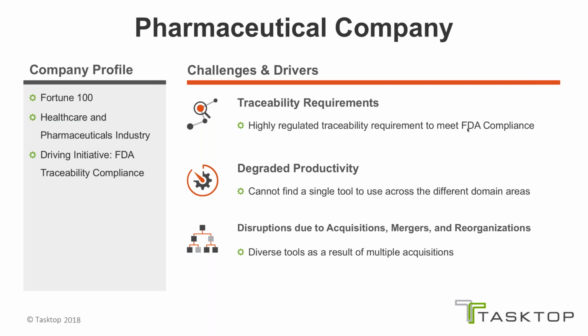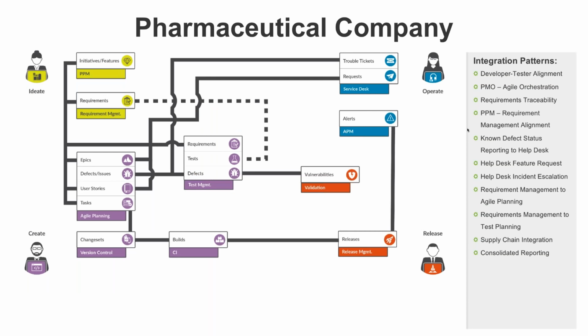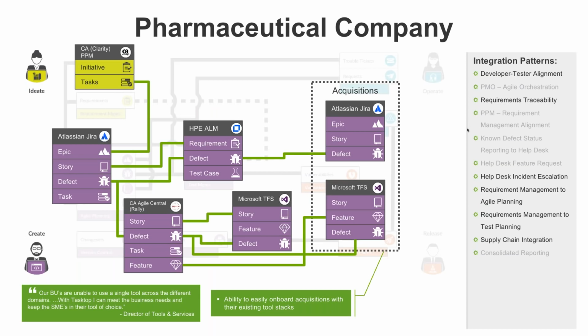So here's what their integration landscape looks like, and you can see over on the right where they have multiple TFSs because they've acquired some of them, and they're trying to consistently use Rally in-house, but they still have parts of the organization using Jira, and of course, HP ALM as well.